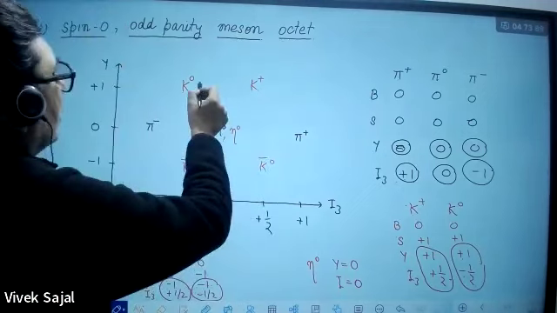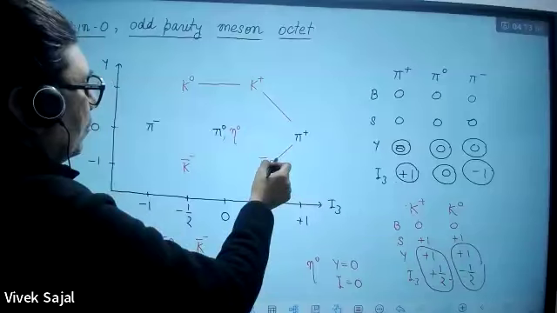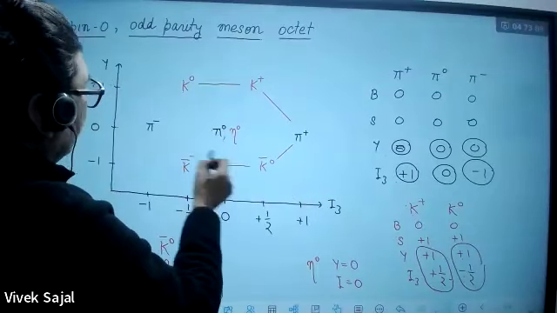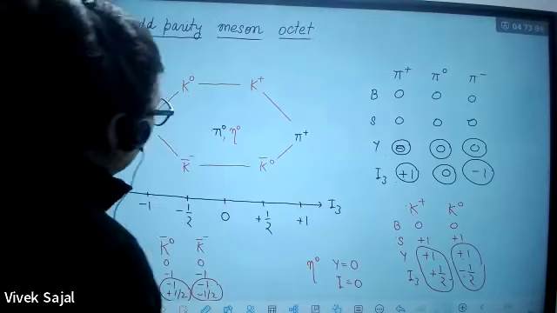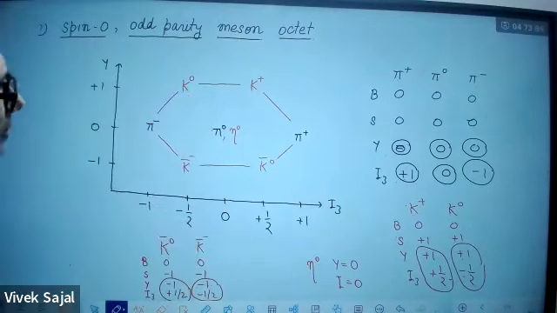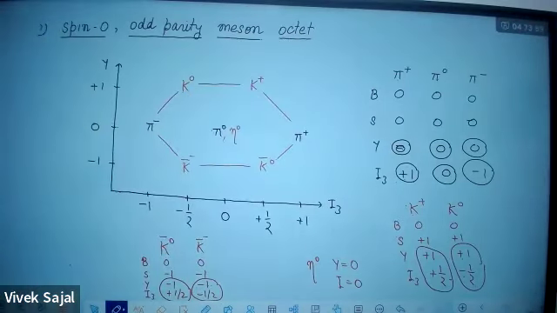And if you connect this, it is going to form a structure that is called an octet. This type of structure is called an octet, because it is forming this type of octet, that's why we are calling it an octet. Okay? So this is the first one. This type of octet is formed by spin 0 mesons having odd parity. So this is the first octet. Is it clear to everyone?